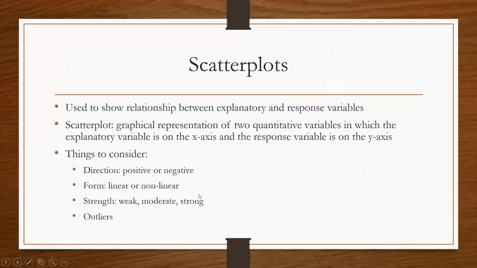All right, scatter plots. They're used to show a relationship between explanatory and response variables. Things to always consider when you're looking at them: what's the direction? Is it positive or negative? Is it going up or going down? The form: is it linear or nonlinear? Most of the time, if you see a graph, it's going to be linear, but there are always some that look kind of weird. Strength: you've got weak, moderate, and strong. That's basically just the R value, which we'll be going into a little bit later. And are there any outliers? Because that can affect things.